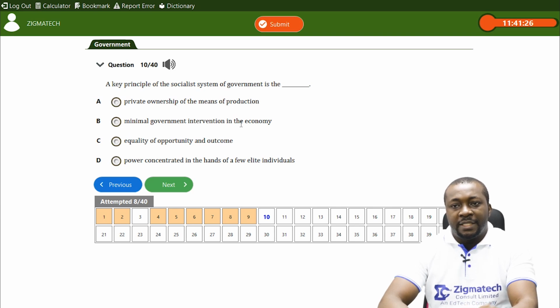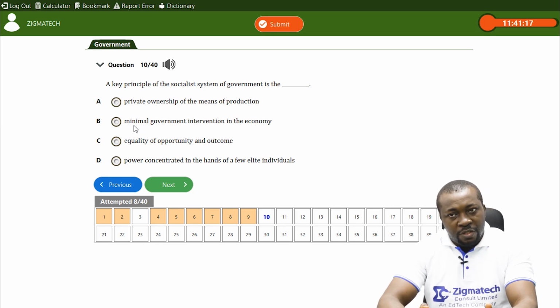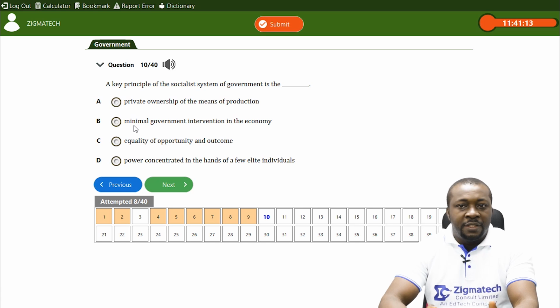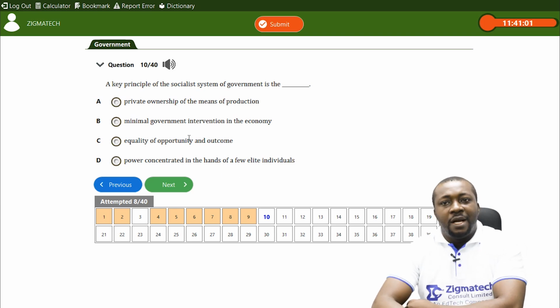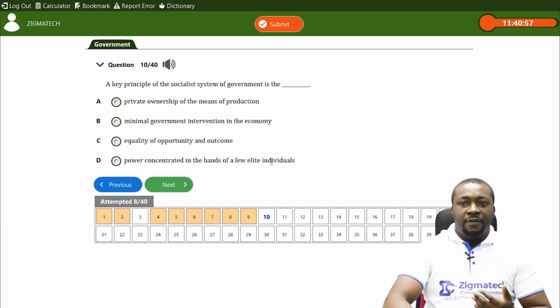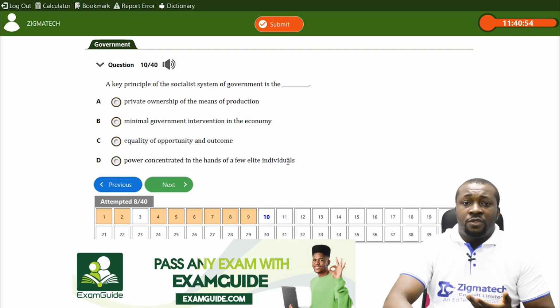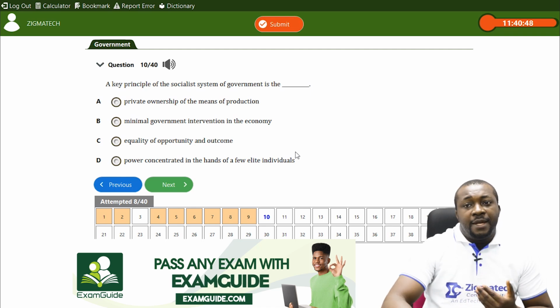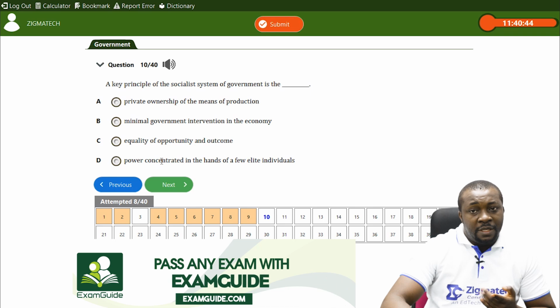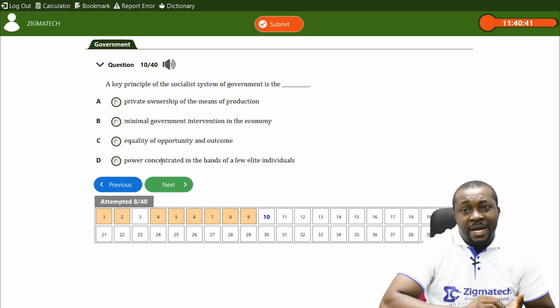B, minimal government intervention in the economy. Minimal government intervention in the economy can be found only in a capitalist system where the means of production are owned by private individuals. Let's look at D, power concentrated in the hands of a few elite individuals. It's rather tilted towards capitalism. We have few people controlling the means of production. The few people get richer, the majority get poorer. It's tilting towards capitalism because capitalism also brings about inequality.